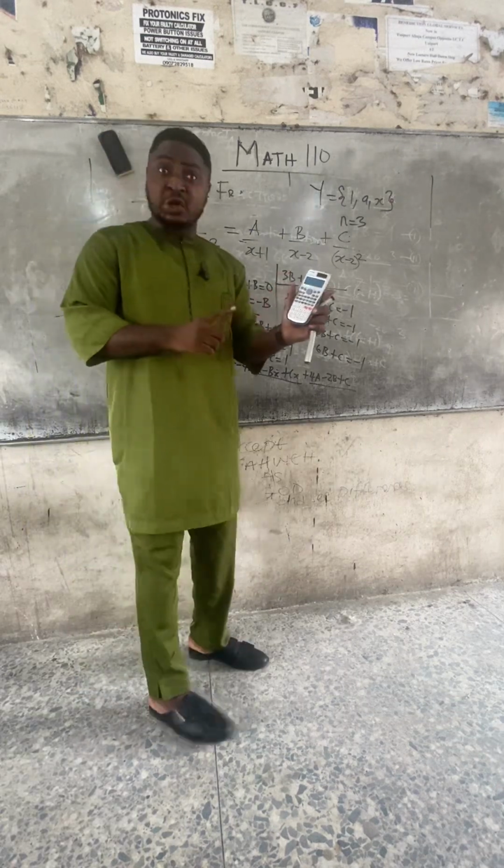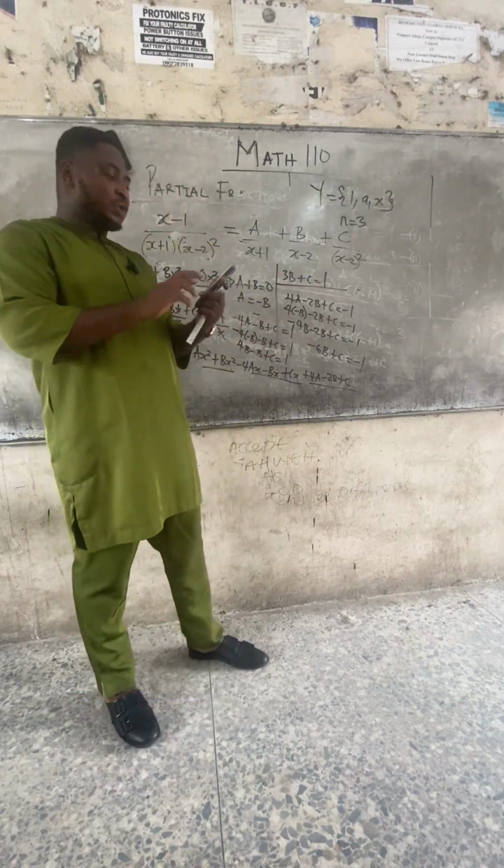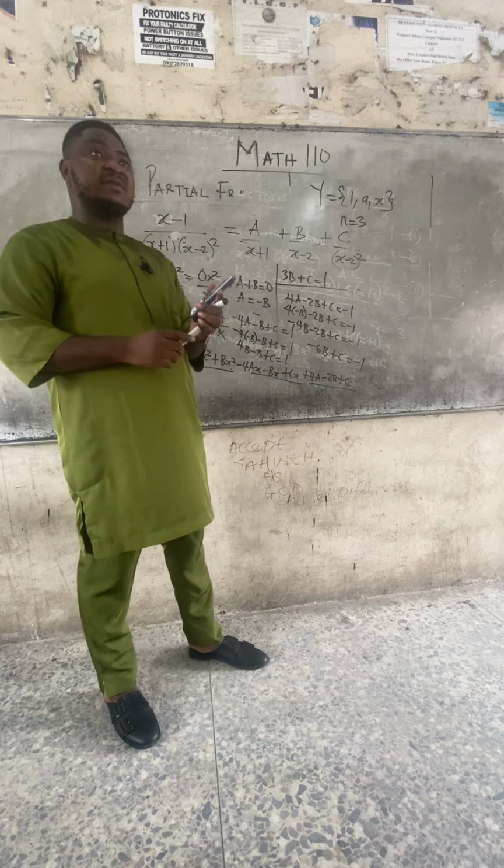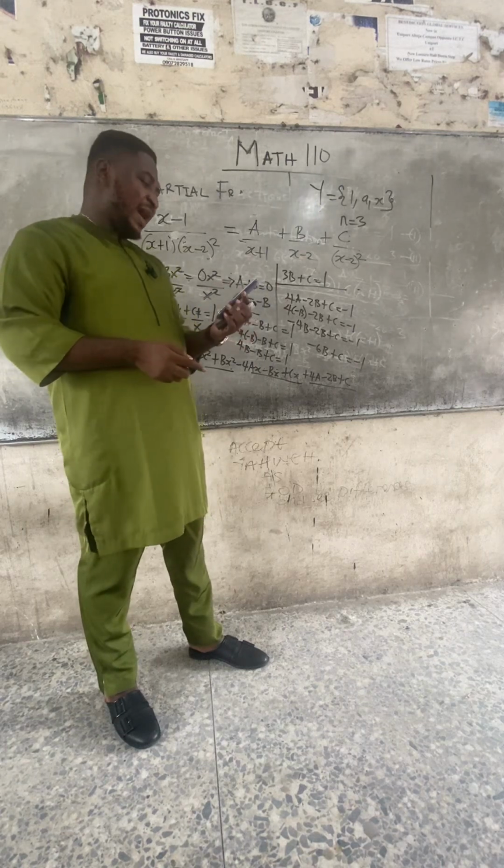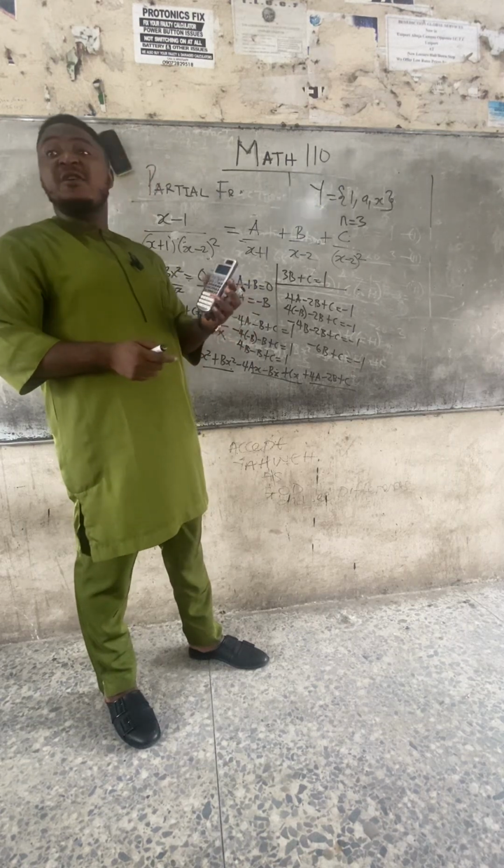I want to teach you shortcuts for simultaneous equations, right? Mode 5. Press mode in your calculator, then press 5. Press mode and press 5. You have pressed mode, you have pressed 5.